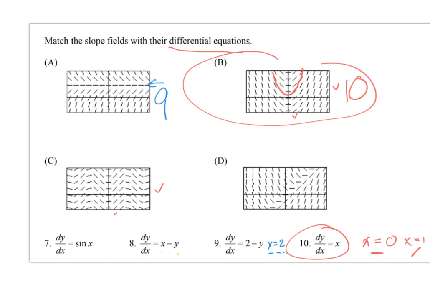For x minus y, when x equals y, we should have a slope of 0. So any place that's along the line y equals x, that looks like what's happening here. All of those are horizontal slopes. So that's going to be 8. And then sine of x, unsurprisingly, is the one that goes up and down repeatedly. So that's going to be 7 for us.